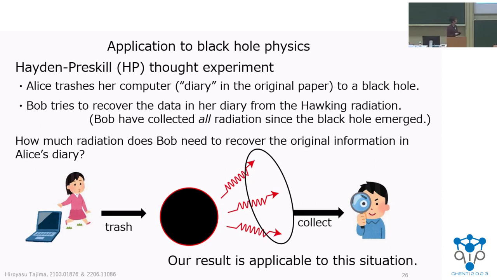Here, the important point is that Bob has collected all radiation since the black hole emerged. So he can use not only the radiation emitted from the black hole after Alice trashes her diary, but also the radiation emitted before Alice trashes her diary. Then the question is, how much radiation does Bob need to collect to recover the original information in Alice's diary? Our result is applicable to this situation.